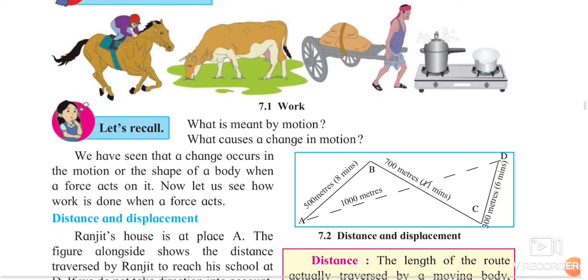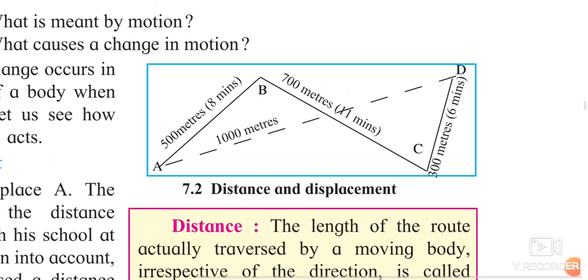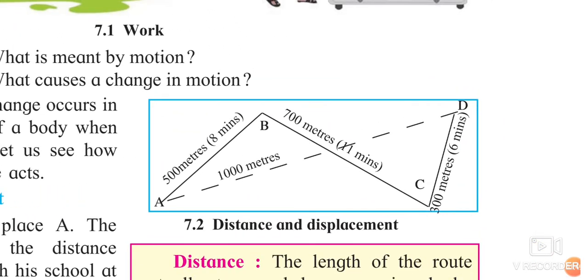So let's start. We have seen that a change occurs in the motion or the shape of a body when a force acts on it. We have already studied this in 6th standard. So now let us see how work is done when a force acts. Now you can see in this box they have given you A, B and C. Suppose A is your house, B is your friend's house, C is another friend's house and D is your school. For example, from A you go to your friend's house, that is B. From B you go to C. Taking another friend, you go to the school.